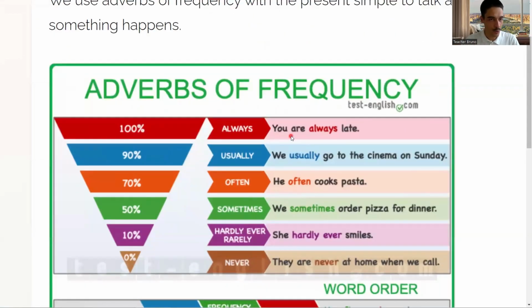Example 1: You are always late. That means 100% of the times you are always late. This is just for illustration purposes. 90%: We usually go to the cinema on Sundays. That's not 100%, but very, very frequently. So 90%.